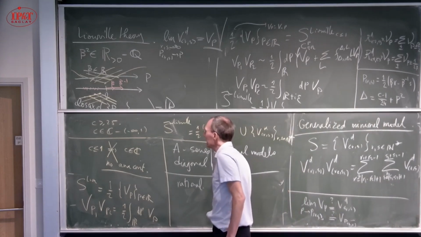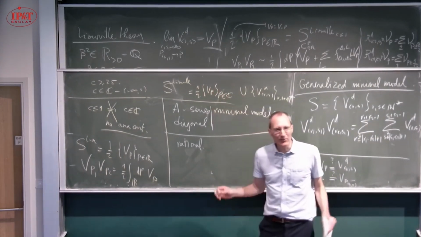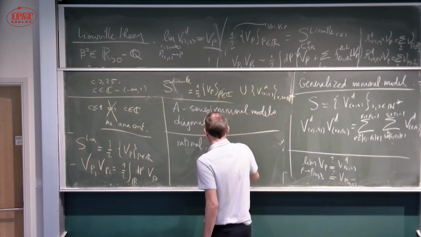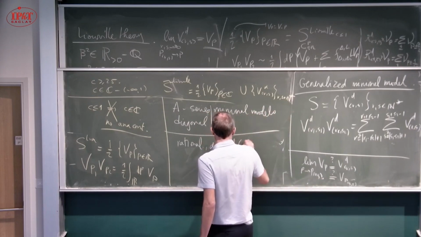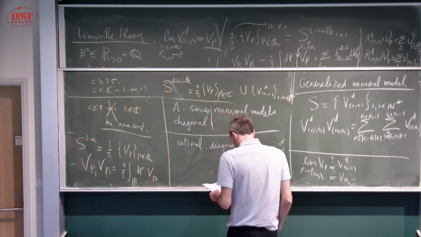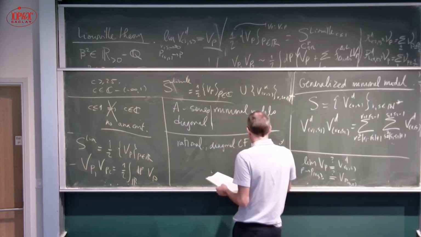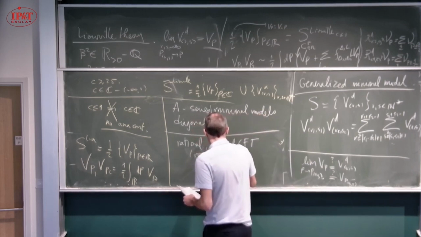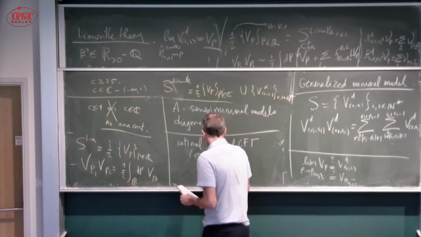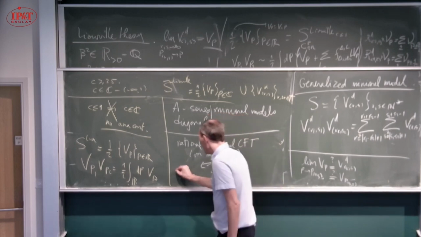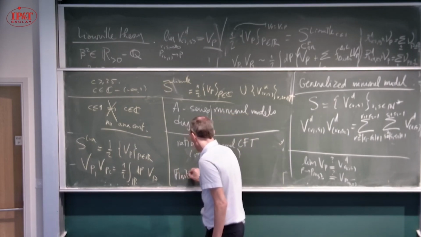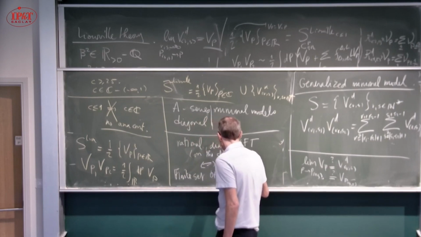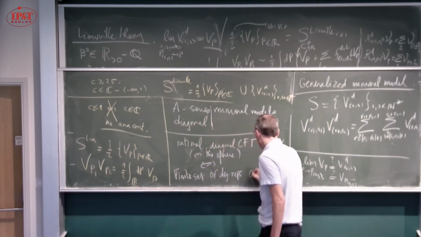So now let me make another assumption, which I hope you'll find plausible. It is that a rational diagonal CFT on the sphere is equivalent to a finite set of degenerate representations which is closed under fusion.